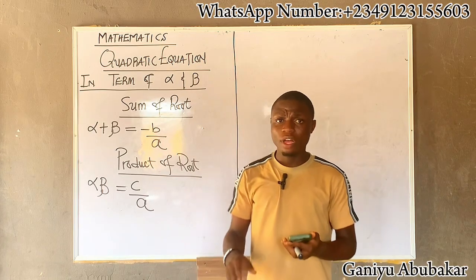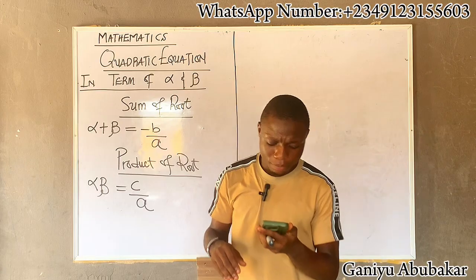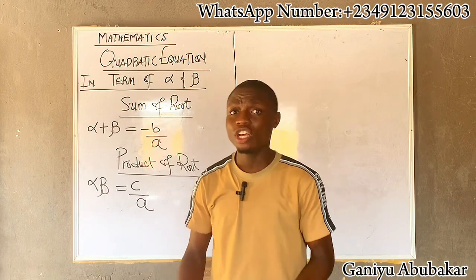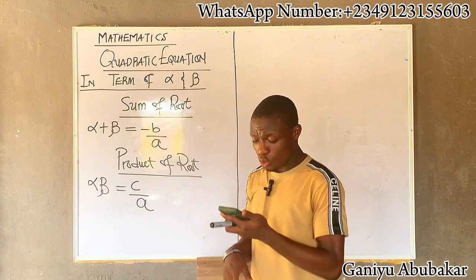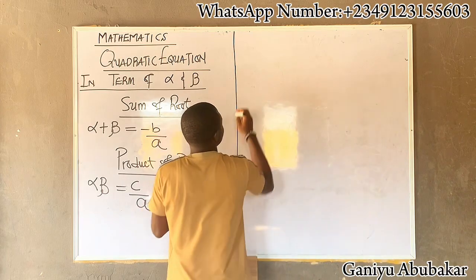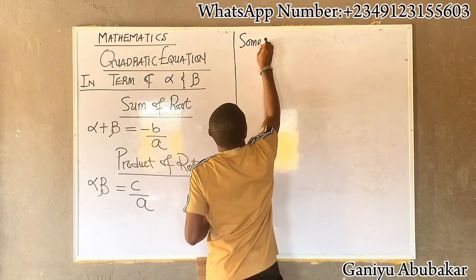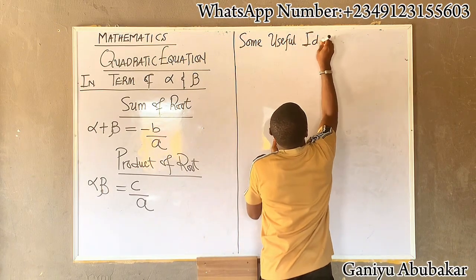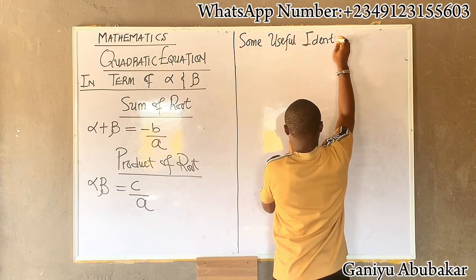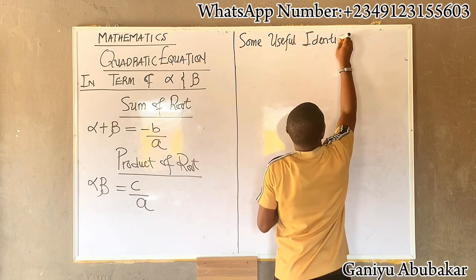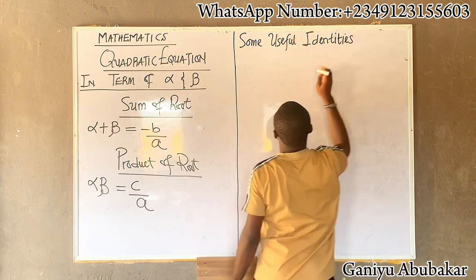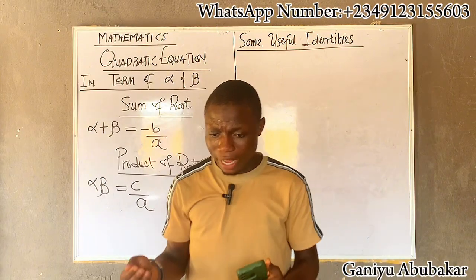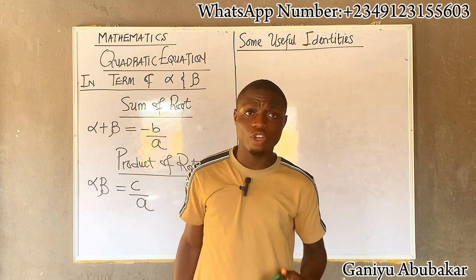Aside from this one, I'll give you, let's say, 5 formulas that we'll be using as long as we proceed in the study of alpha beta concept. So, some useful identities. All right, let's look at some useful identities when it comes to alpha and beta being the two roots of an equation.